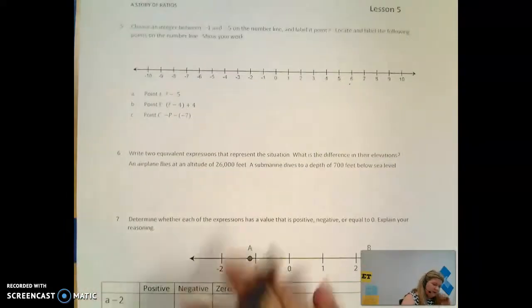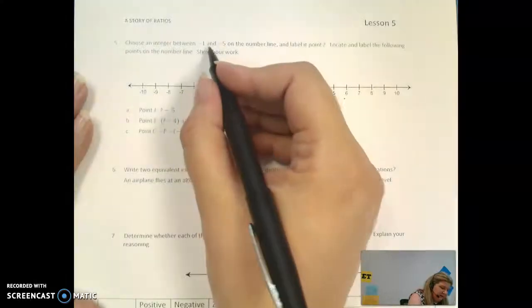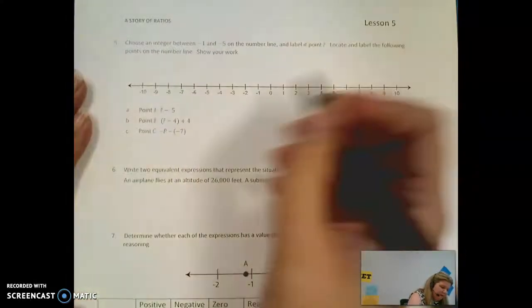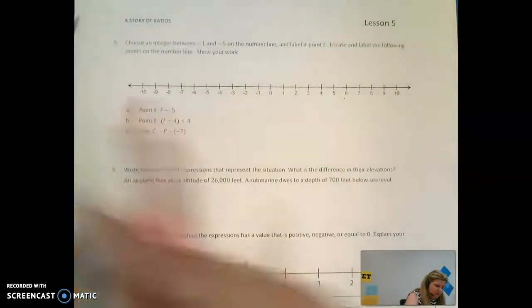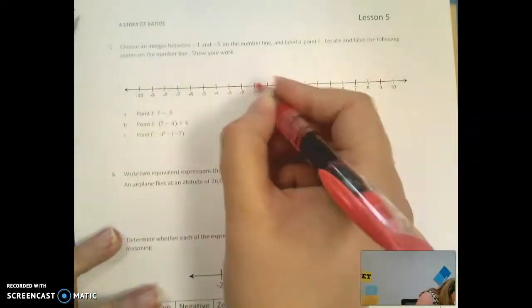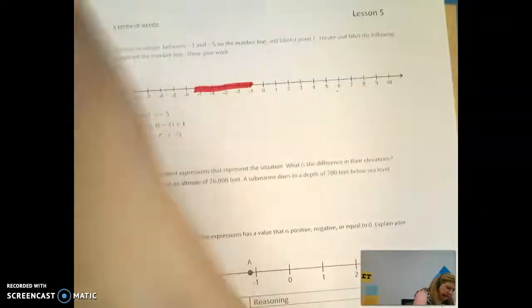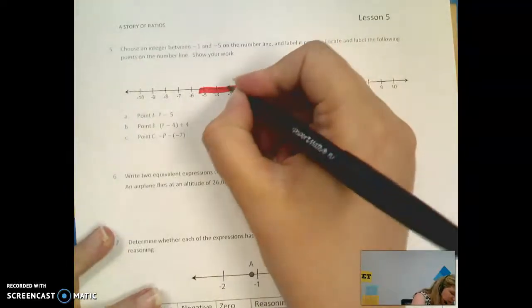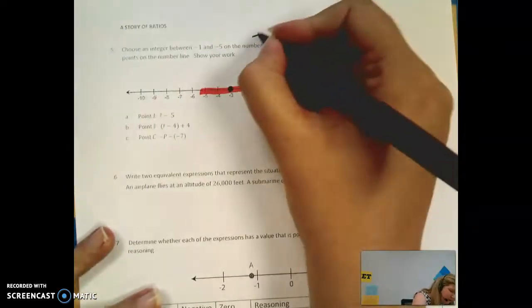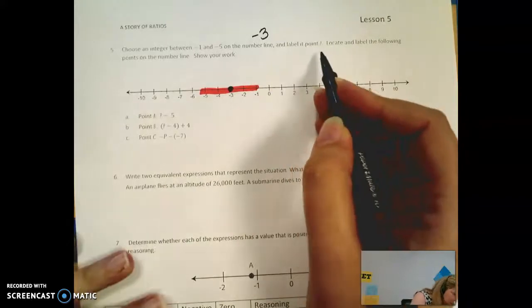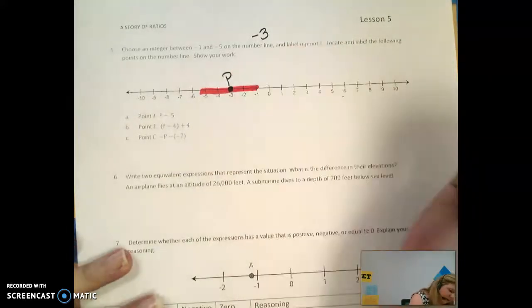Final page. Choose an integer between negative 1 and negative 5 on the number line. So, between negative 1 and negative 5. So, integer needs to be a whole number. Let's pick negative 3. Okay, so negative 3. Label it point P.